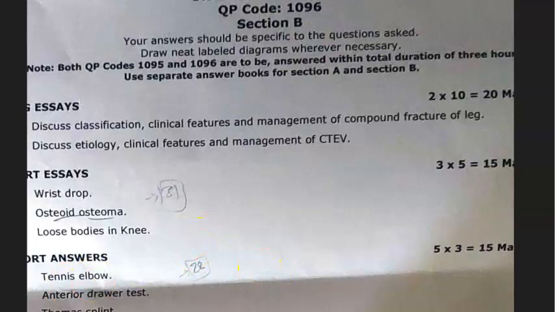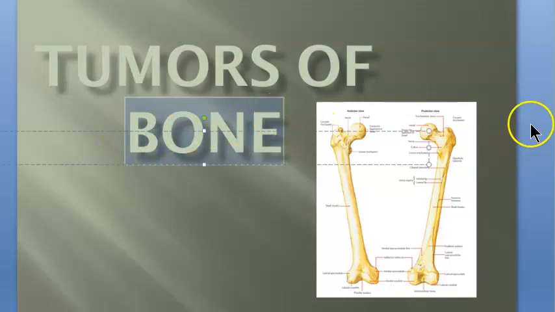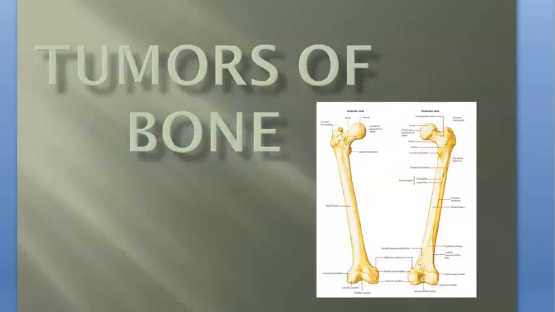Okay, so where are we now? Osteoid osteoma we have to look at, right? Let's look at this now. Osteoid osteoma. As soon as you say osteoid osteoma, what comes to your mind? Tumor of the bone. Sounds more like a benign condition, right? So let's look at that.